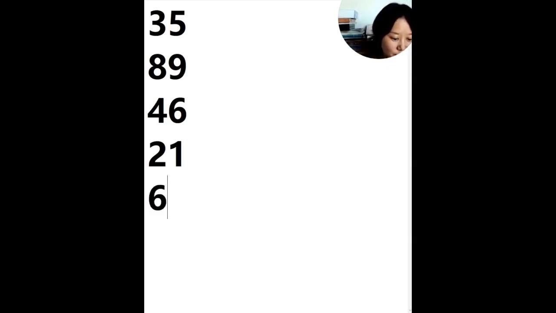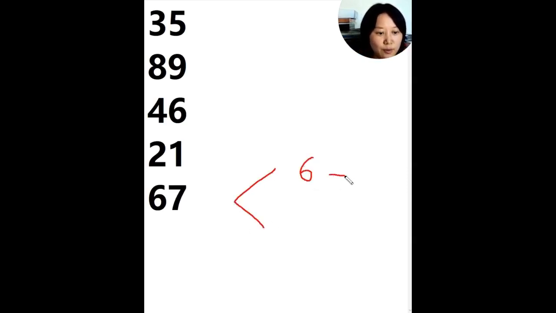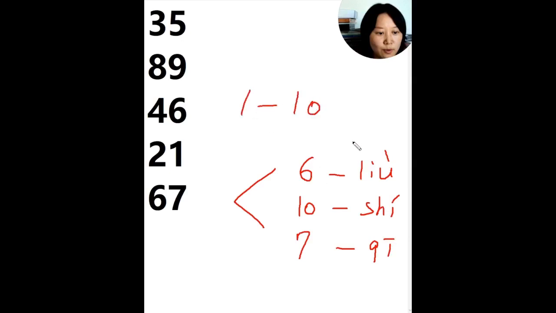Okay, the last one, we can have this one. How to say? This one we can say 六十七, right? You can count the number by yourself, okay? If you forget, you can review from 1 to 10. I believe it's easy for you to say from 1 to 99, okay?